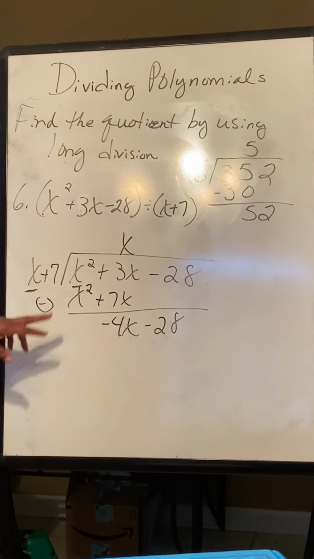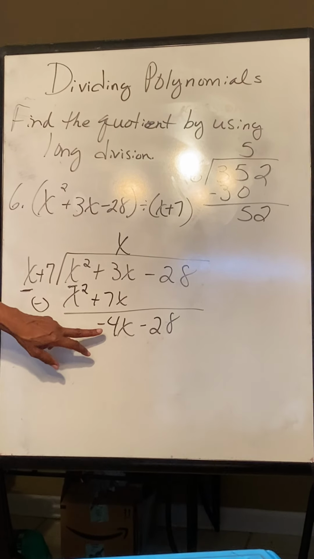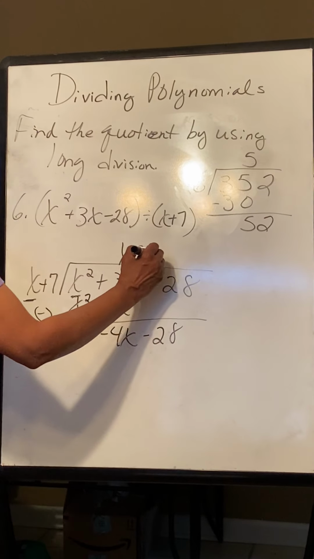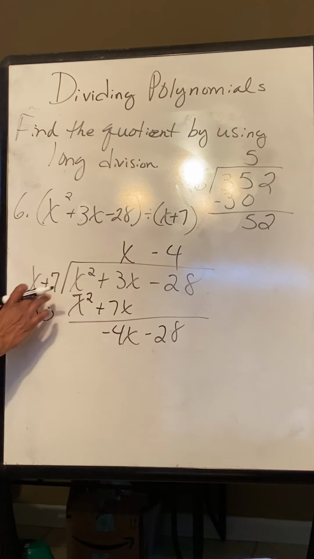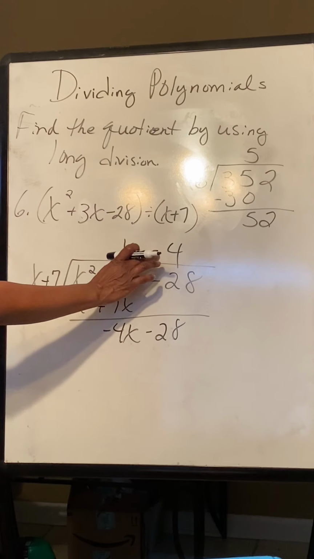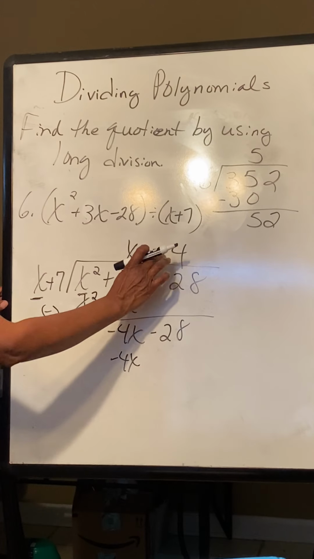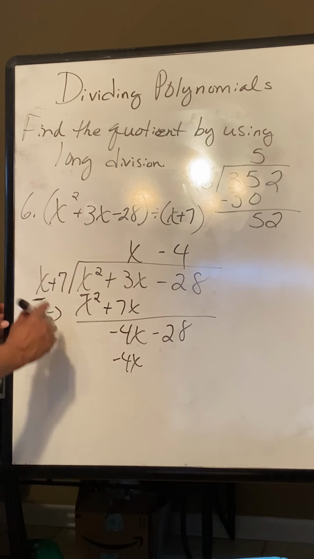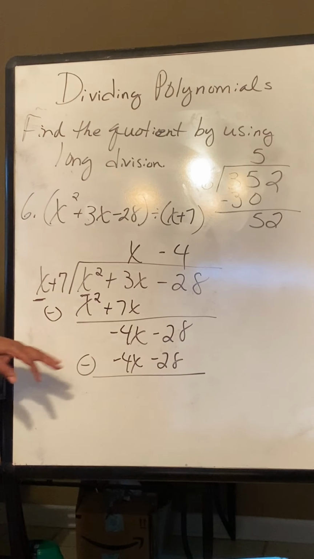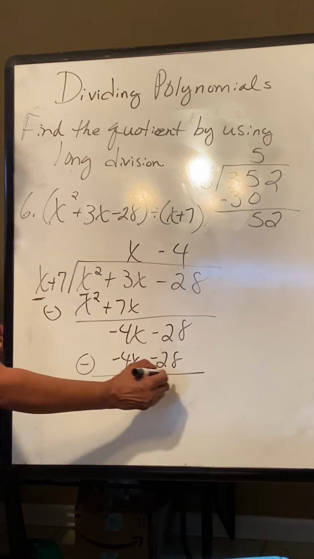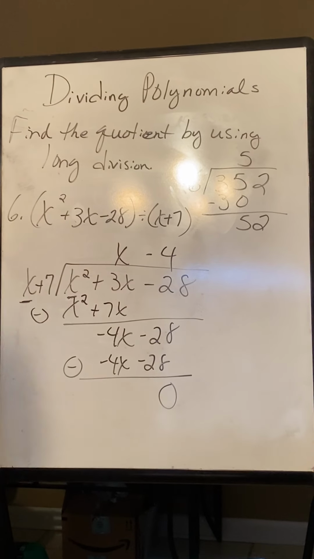So now I'm going to ask myself, x times what would give me a negative 4x? That would be a negative 4, so I'm going to put minus 4 up here. Now multiply negative 4 times your entire divisor. A negative 4 times x gives me a negative 4x, and a negative 4 times a positive 7 is a negative 28, and now I'm ready to subtract, and any number minus itself will give you 0. That is called long division.